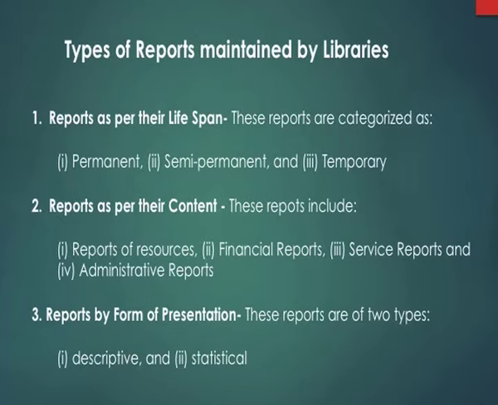So, first of all, let us understand reports as per their lifespan. These reports are further categorized as permanent, semi-permanent and temporary reports. Permanent reports are retained on permanent basis, which include library policy documents, library procedure and guidelines, documents relating to library origin and growth, staff sanction approvals, accession registers, user registration, audit reports, inventory of furniture, fittings and equipments, building plan, electrical and sewage system plans, etc. These are called permanent records.